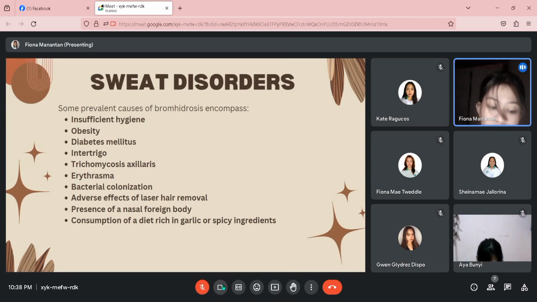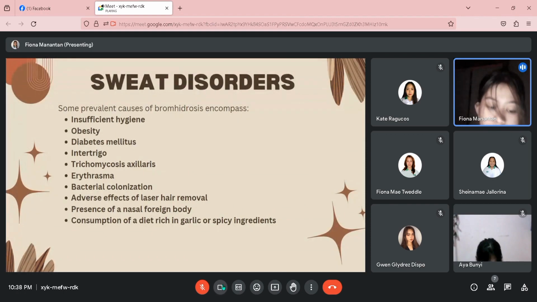Trichomycosis axillaris. This is a bacterial infection of the armpits. The bacteria can break down sweat and produce odor-causing compounds. Next, we have erythrasma. This is a bacterial condition that often occurs in the groin, armpits, and under the breast, and this produces reddish brown patches on the skin, which can also contribute to body odor.